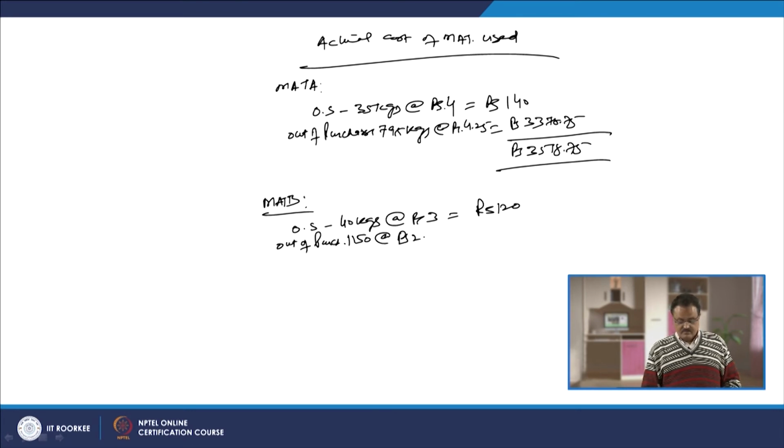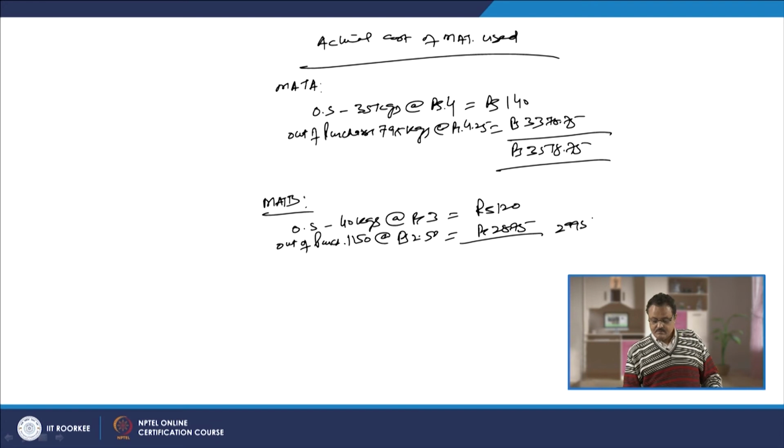That rate is given to us, and that rate we can also calculate, and this works out as 2.50. So if you look at this, 1150 into 2.50 is going to be rupees 2875. So this is going to be the other amount, and the total is 2995.00.